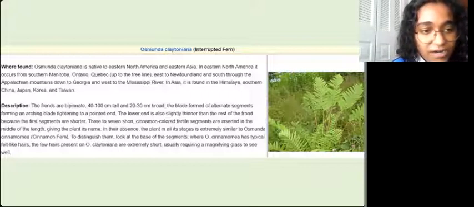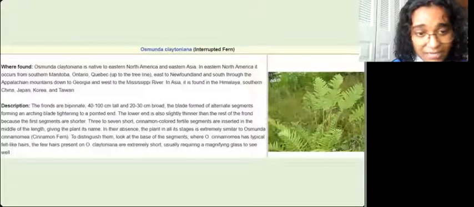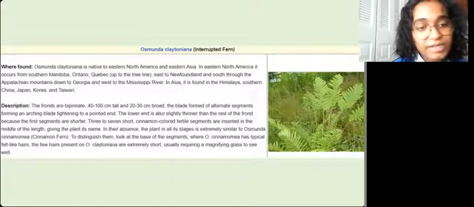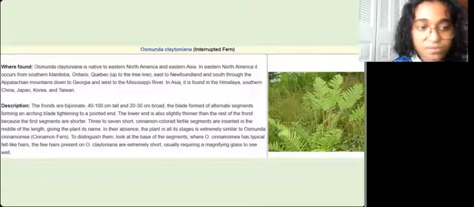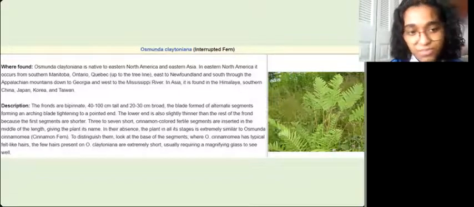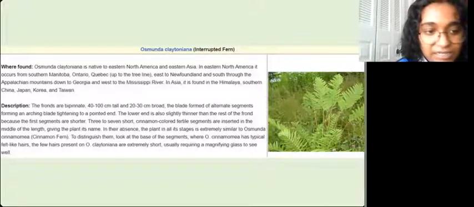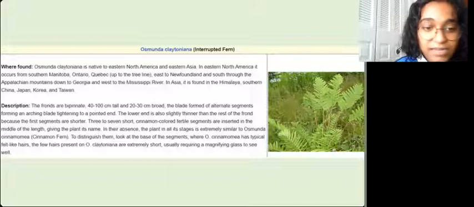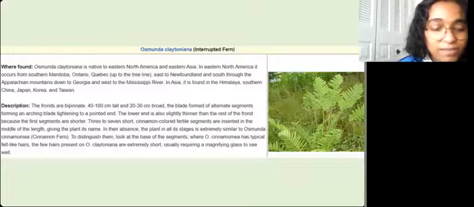The fronds are bipinnate, 40 to 100 centimeters long and 20 to 30 centimeters broad. The blade is formed of alternate segments forming an arching blade tapering to a pointed end. The lower end is also slightly thinner than the rest of the frond because the first segments are shorter. 3 to 7 short cinnamon colored fertile segments are inserted in the middle of the length, giving the plant its name. In their absence, the plant is in sterile stages extremely similar to Osmundastrum cinnamomeum, the cinnamon fern.